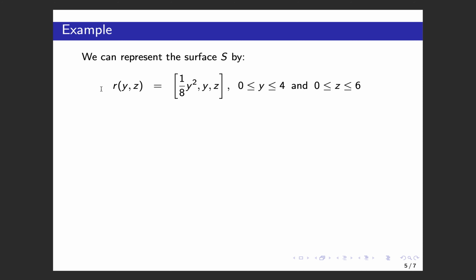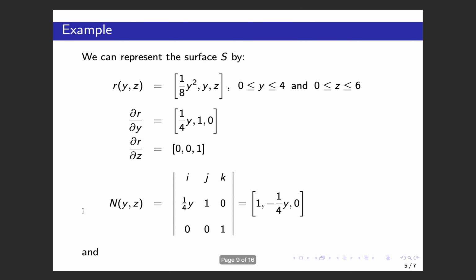The parametric representation we take will be 1 over 8 y squared, because we have y squared equals 8x, so x will be 1 over 8 y squared, and y and z are free to cover the whole surface, while y is between 0 and 4 and z is between 0 and 6. We calculate the partial derivative of r with respect to y and with respect to z, and then we evaluate the normal vector by evaluating this determinant.